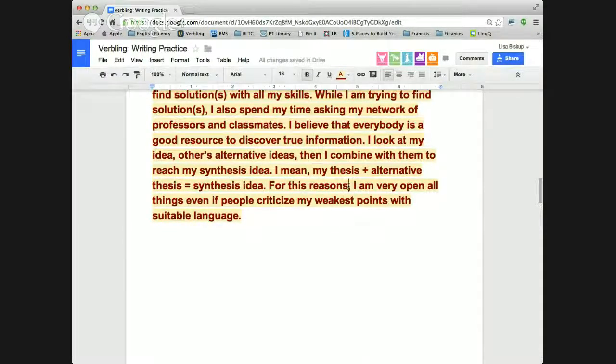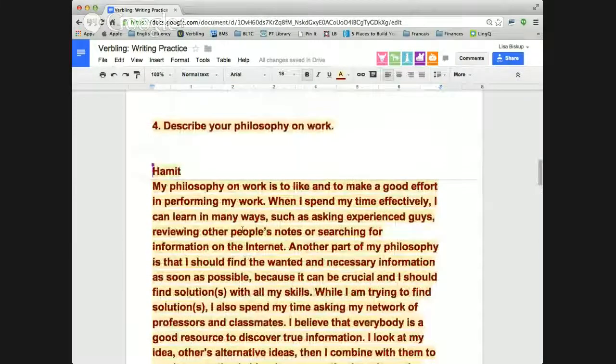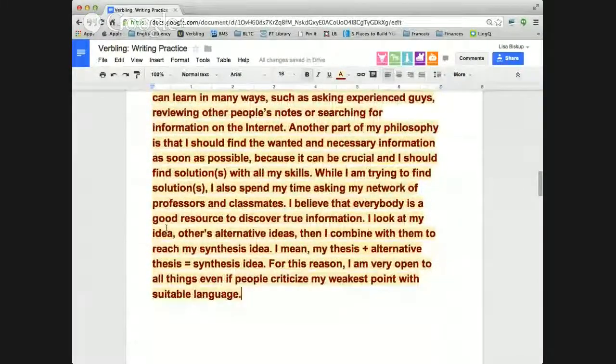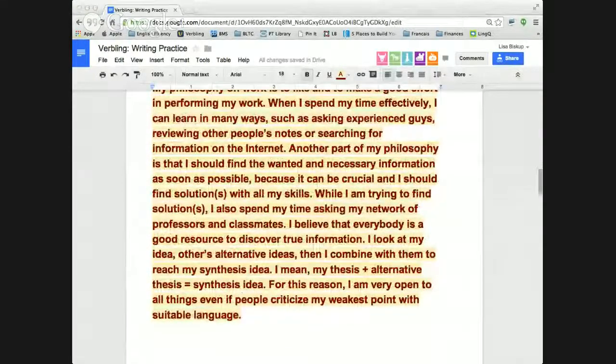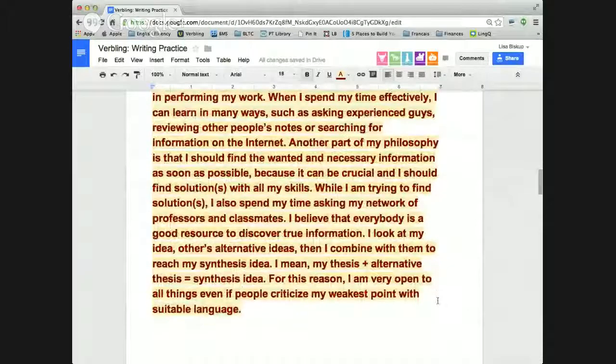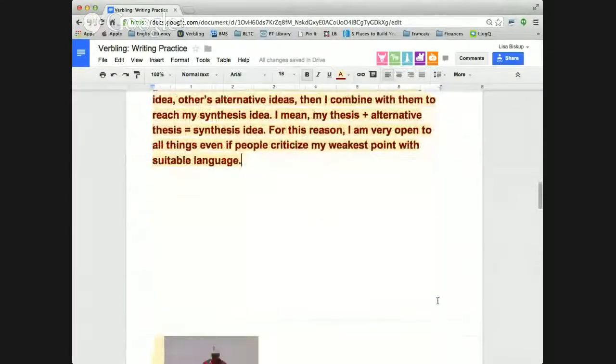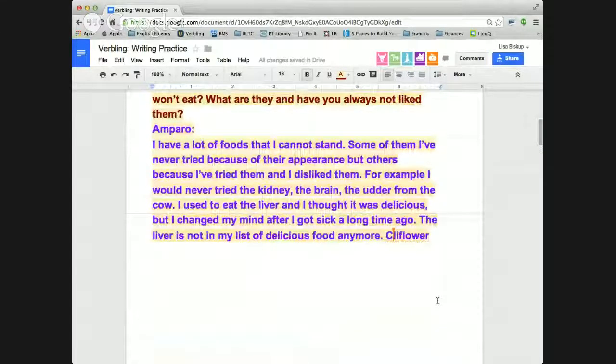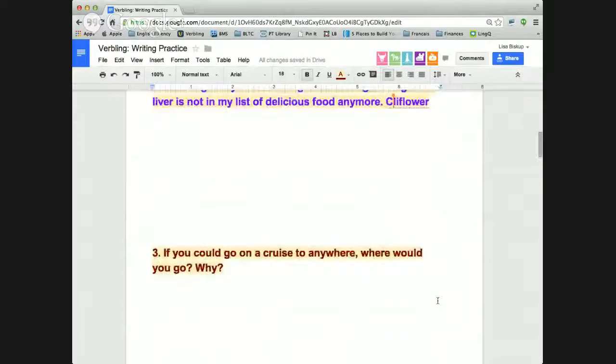For this reason, I'm very open to all things, even if people criticize my weakest point with suitable language. Okay, so your philosophy on work is to go anywhere you need to go to find the solution. Yes. It comes from my chemistry, experiments. I try to find solutions in the lessons as well. Good.